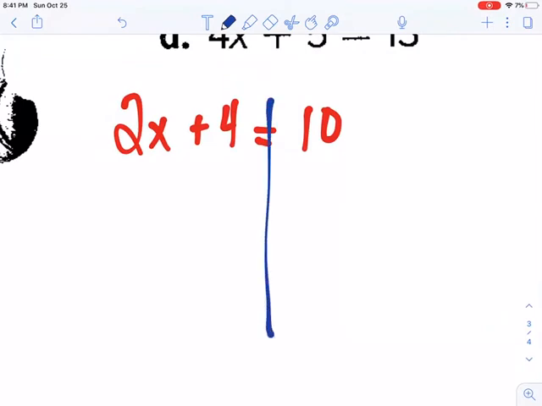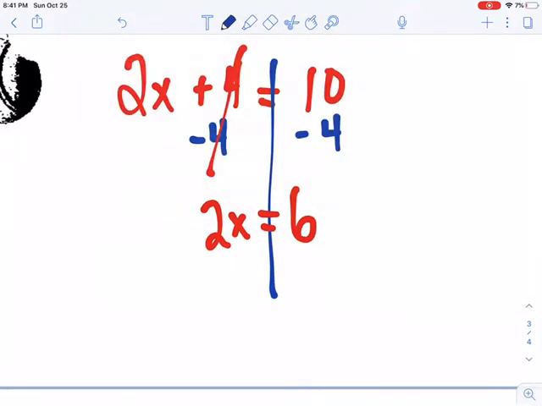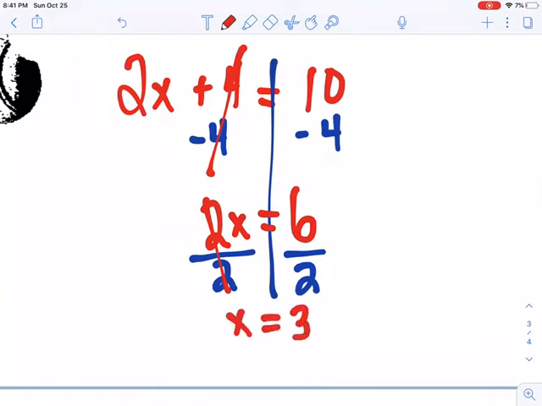All right, and like I said, we're going to do the reverse order of operations. So let's get rid of any addition or subtraction first. We have a plus 4, so we're going to subtract 4 on both sides. That cancels this out. We're left with 2x on this side. Over here we have 10 minus 4, which is 6. Now you're left with a one-step equation. 2 times x, the inverse is to divide by 2. And x equals 3. So we think our answer or our solution is 3.